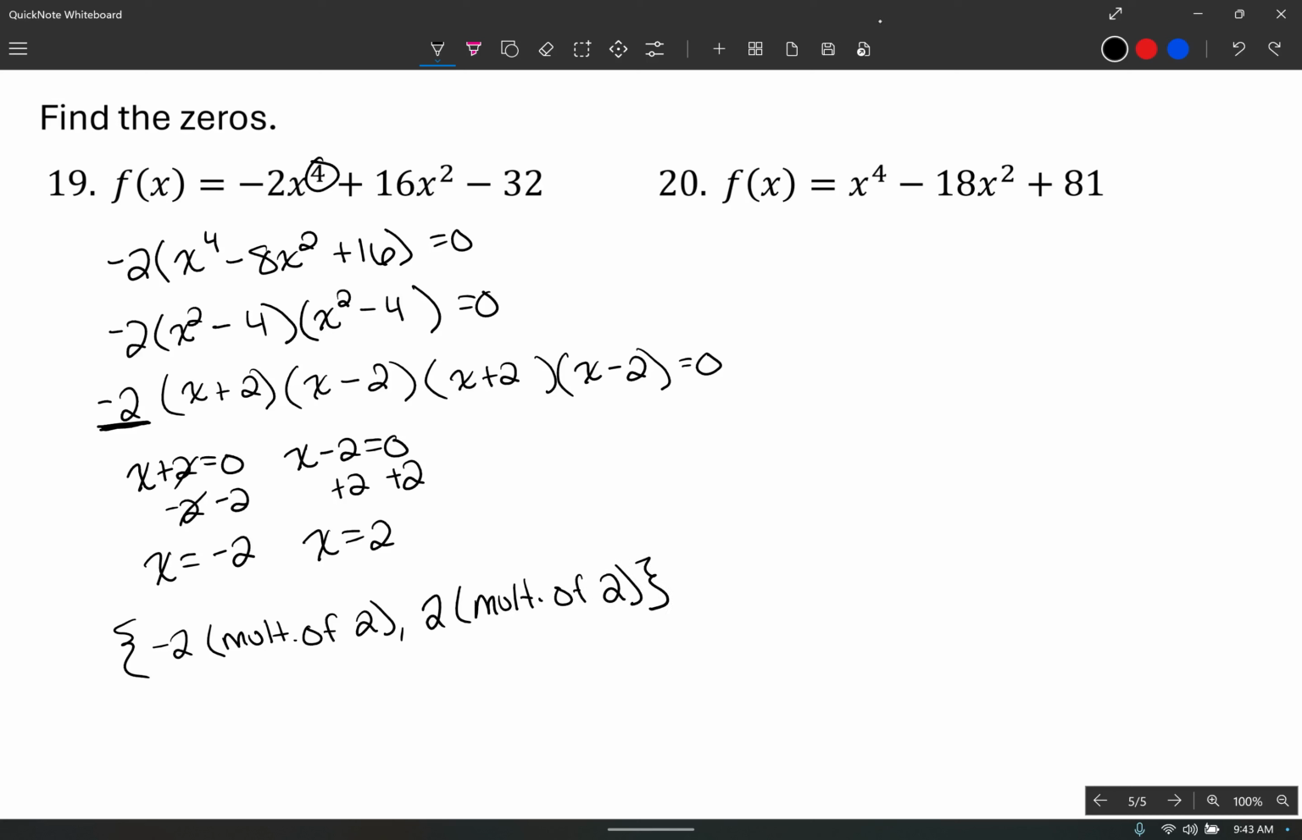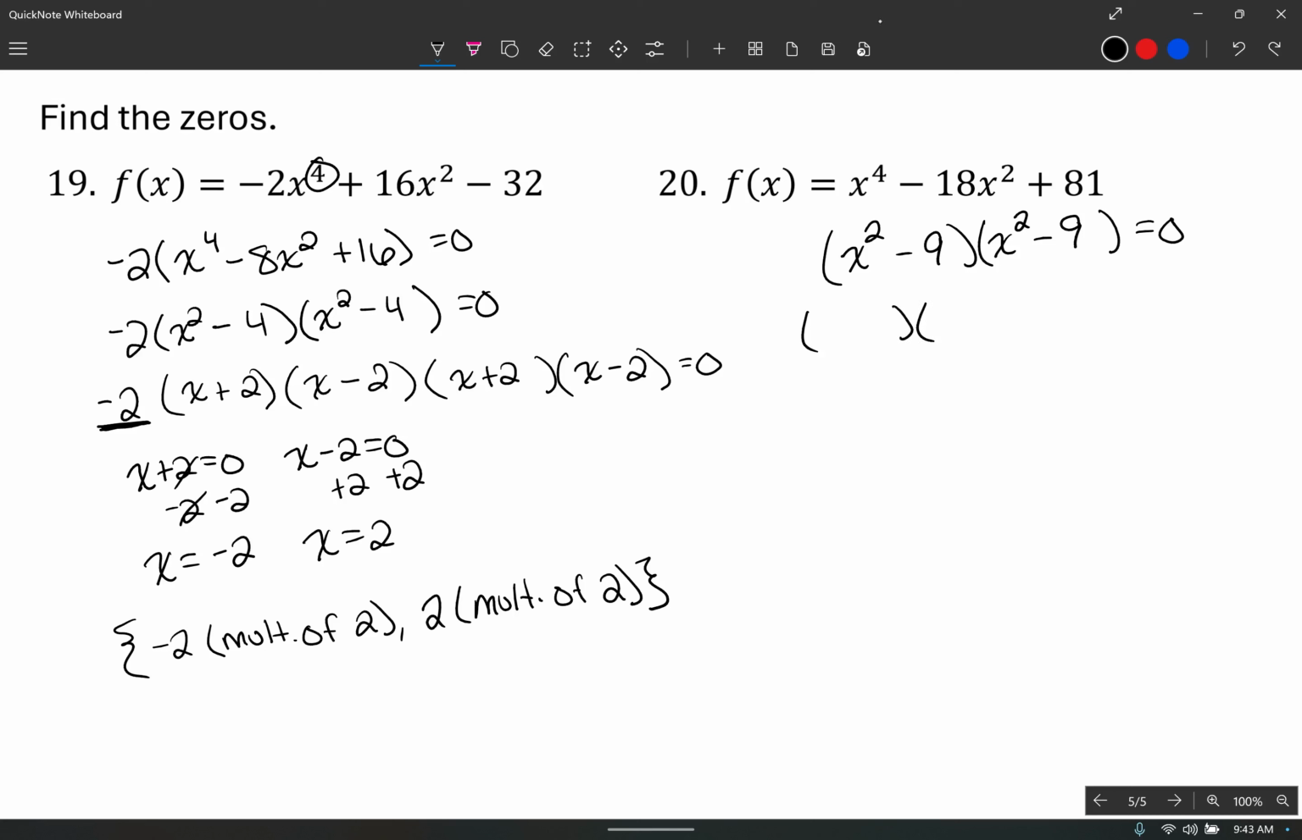All right, on 20, I do not have a common factor. I'm immediately going to just factor this into 2 binomials. I have 2 minus signs. X to the 4th would give me x squared, and what multiplies to make 81 and adds to make 18 is 9. And then again, I'm with the same situation here. I have the same binomial factor and their difference of 2 squares.